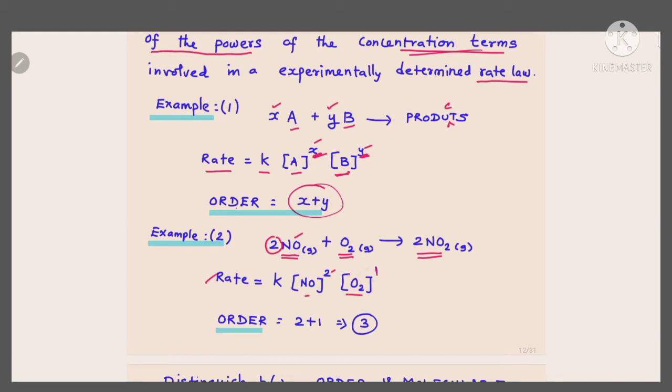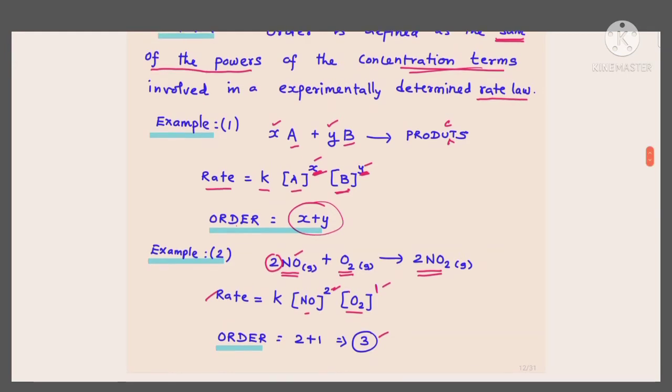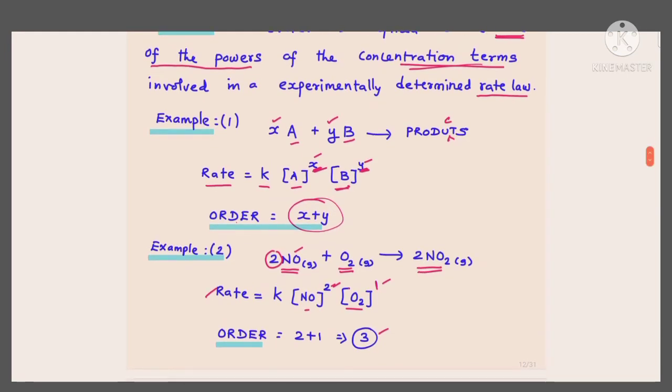Now which are the powers of concentration terms? This 1 and this 2. When we add them, 2 and 1, you get 3, isn't it? So that is nothing but the order of the above reaction. Okay, so the order of the above reaction is 3. Okay, right. So this is about molecularity and order.